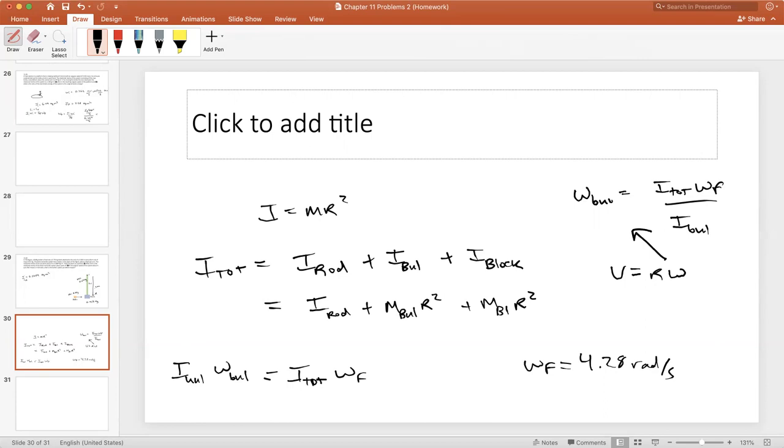Okay, pretty simple problem. I don't expect it to be too tough. The main concepts here are that you can add the individual moments of inertia to get the total moment of inertia, and that angular momentum is I omega, and that if angular momentum is conserved, the initial angular momentum I omega is equal to the final I omega.